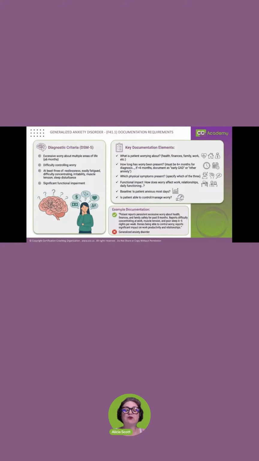And here's an example of really good documentation. Patient reports persistent excessive worry about health, finances, and family safety for the past 8 months. Reports difficulty concentrating at work, muscle tension, and poor sleep 4 to 5 nights per week. Denies being able to control worry, reports significant impact on work productivity and relationships. That's excellent. That's beautiful documentation. And it tells me everything I need to know to be able to translate properly. So compare that to just writing generalized anxiety disorder or just GAD with no details, right? Not going to be as helpful.